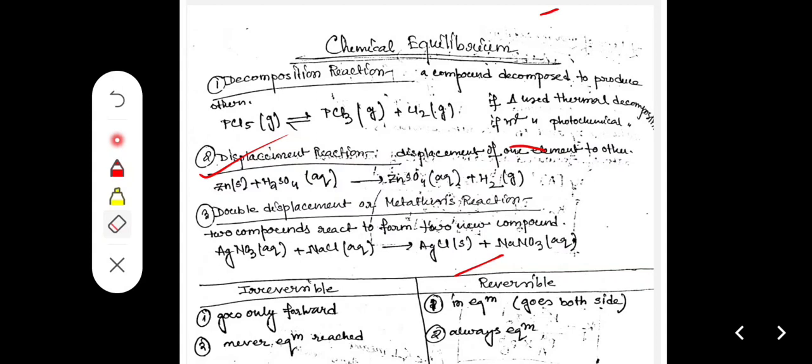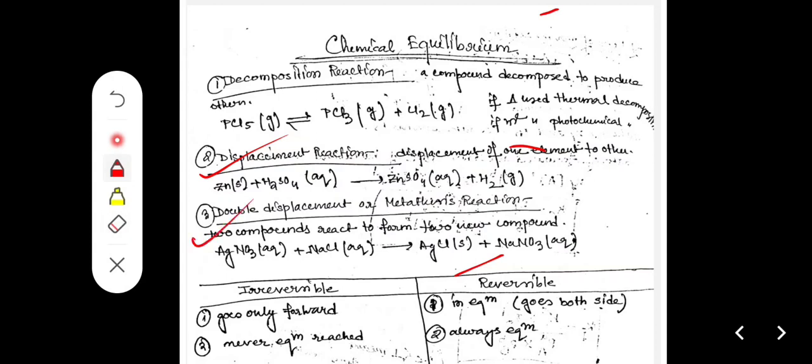Sometimes, due to gas removal, the overall entropy increases in the forward direction. As we know, ΔG equals ΔH minus TΔS, so when entropy has a more positive value, ΔG gives a more negative value. So the reaction will be more spontaneous in terms of thermodynamics.